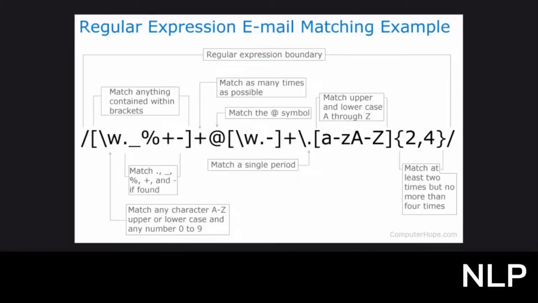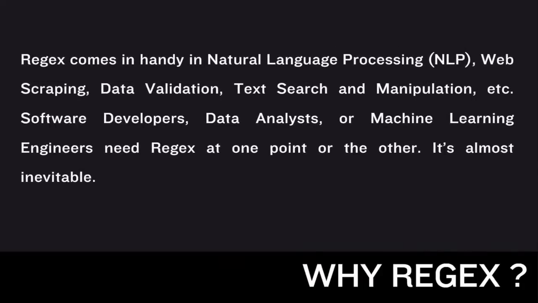We just need to know what means what. So if you have /w, or a dot, an underscore, a plus, what does that mean? That is what we need to know, and we are going to do it now in a text. Why we need regex: it comes in handy in NLP, especially web scraping, data validation, text search and manipulation, etc. Software developers, data analysts or machine learning engineers need regex at one point or another, and it's almost inevitable.